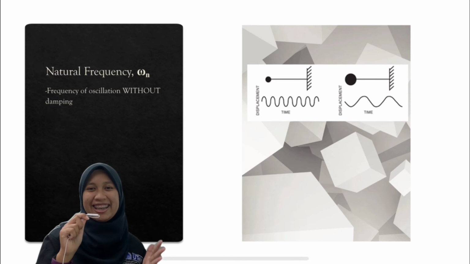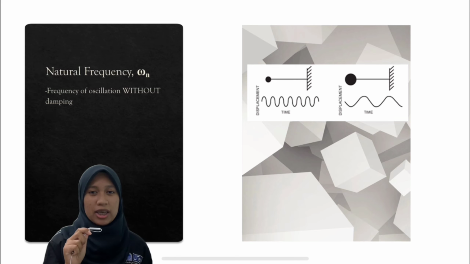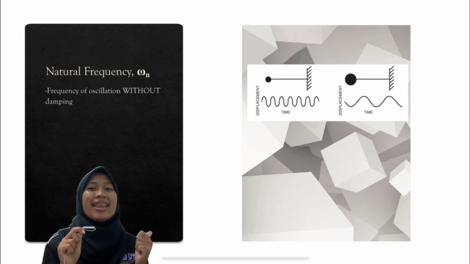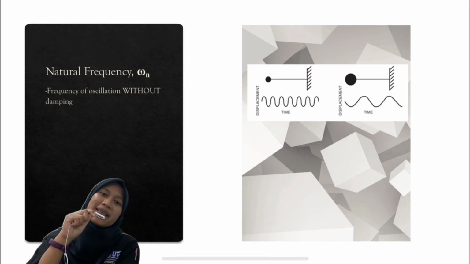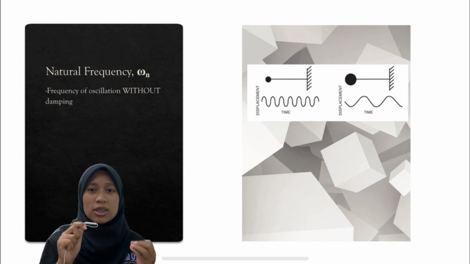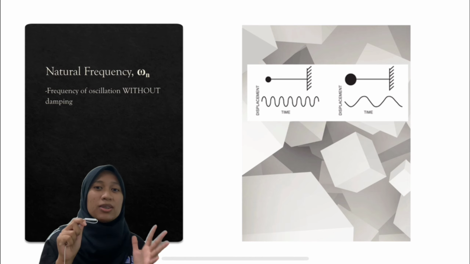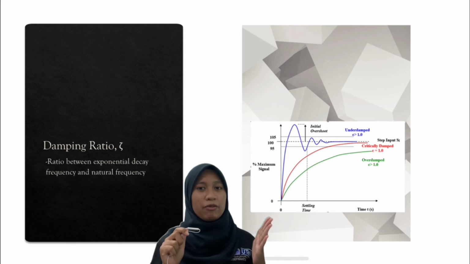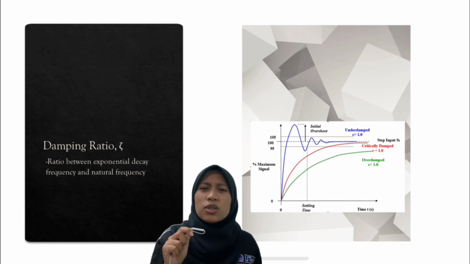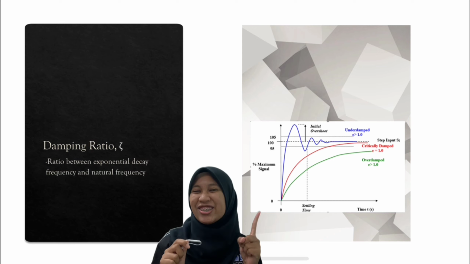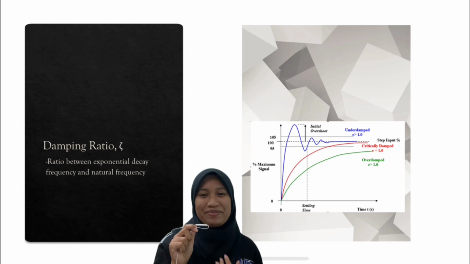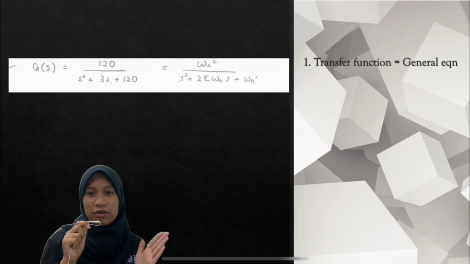Before we start calculating the response performance specifications, we first need to know the meaningful specs for a second order system, which are the natural frequency and the damping ratio. The natural frequency is the frequency of oscillation of the system without damping. Meanwhile, the damping ratio is the ratio between the exponential decay frequency and the natural frequency. So, where do we get these values? Through the transfer function. So, let's look at the transfer function of our system. This is our transfer function.